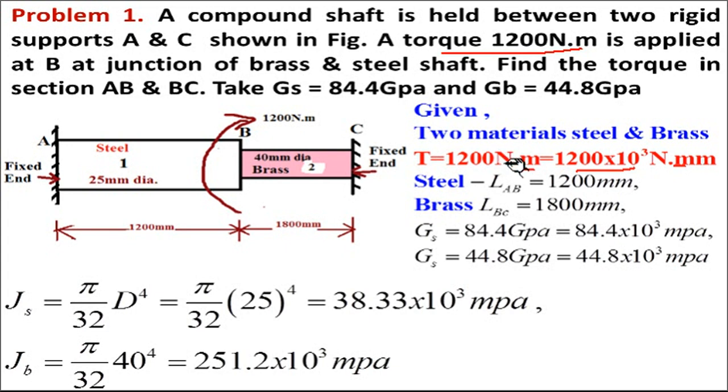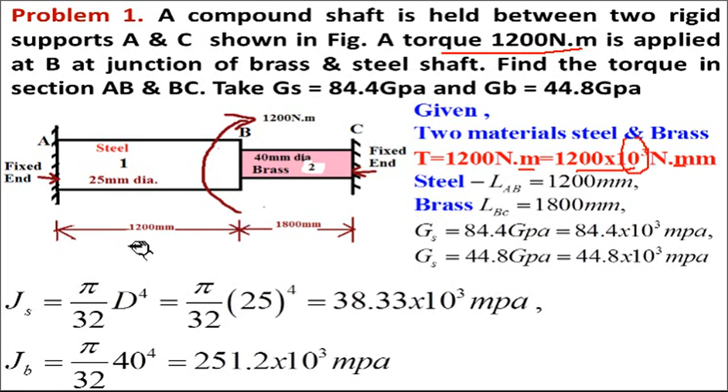Sometimes it may be given in kilo Newton meter. If it is kilo Newton meter here, then what to do? To convert kilo Newton into Newton it is 10⁻³, and to convert meter into mm it is 10⁻³. Whenever it is in kilo Newton meter, you have to multiply with 10⁻⁶. But here it is Newton meter, which means you only have to convert meter into mm. That's why it is 10⁻³ Newton mm.